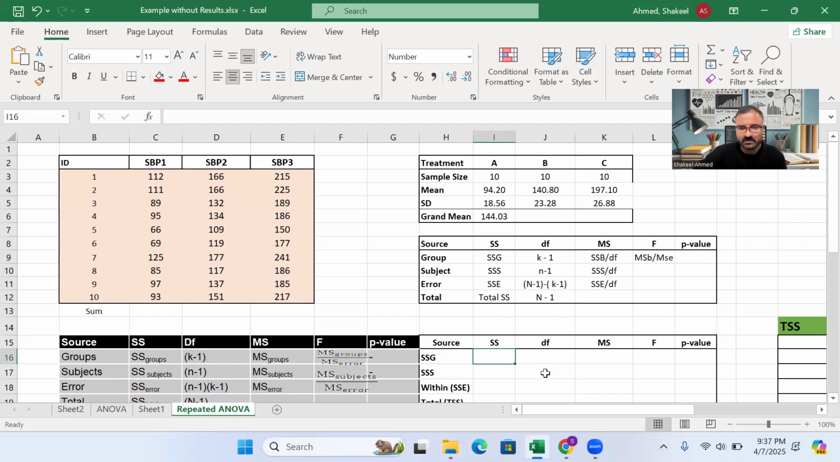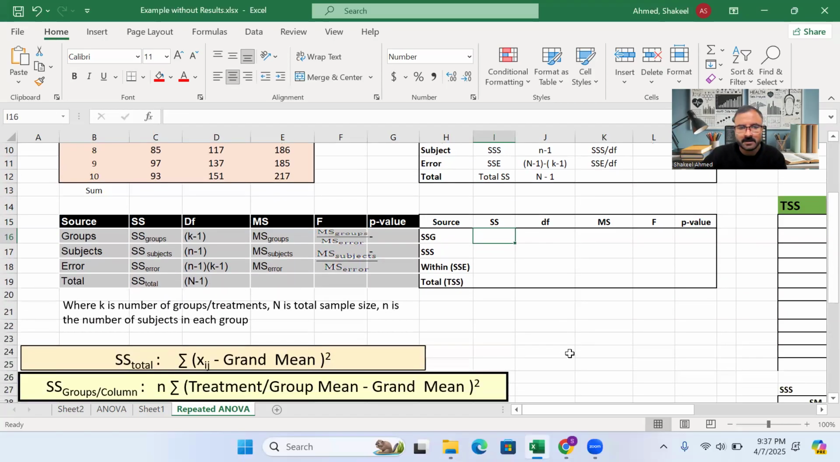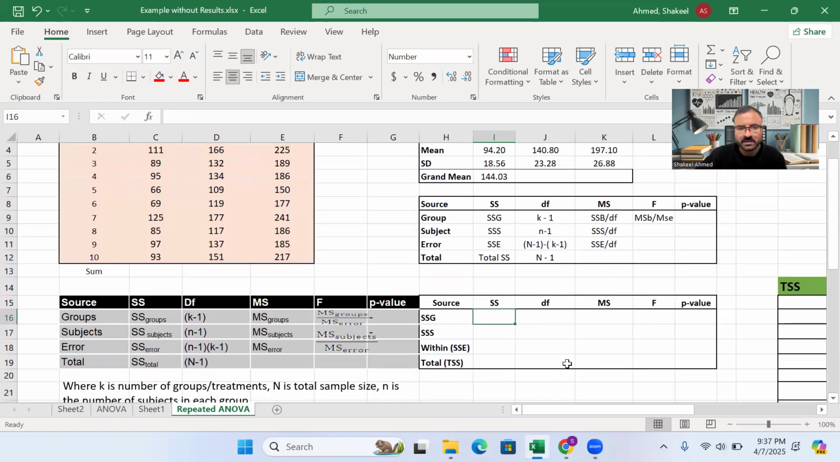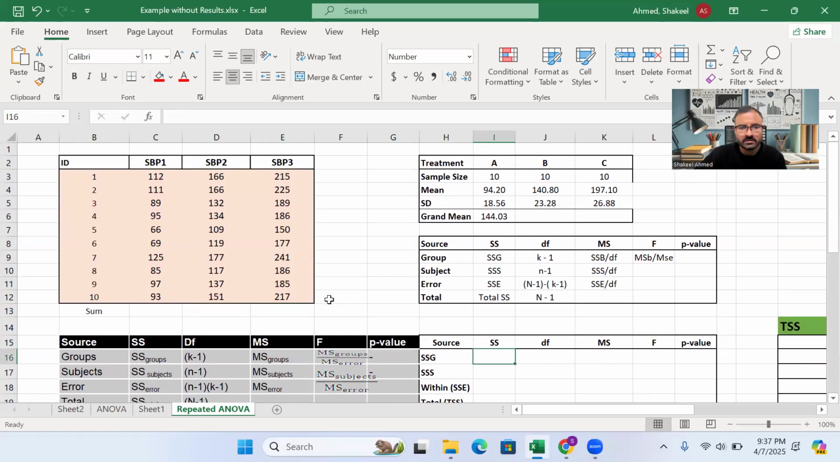First of all, we need to find the grand mean. What is the grand mean? You can just find the mean of these three means. As we have an equal number of observations, we don't need to find the weighted mean. We can just find the mean. That mean is 144.03. This is the grand mean.